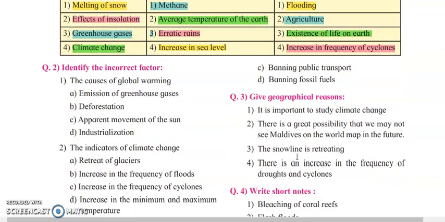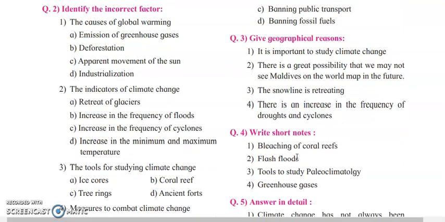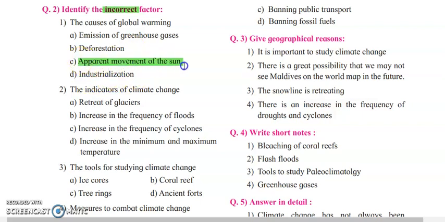This is about it. Now let us move further with the next question, that is identify the incorrect factor. The incorrect factor is the important thing which you need to recognize here. The first question is the causes of global warming. So what are the causes of global warming? Emission of greenhouse gases, deforestation, apparent movement of the sun, industrialization. Apart from apparent movement of the sun, all of them are the causes of global warming. So apparent movement of the sun will be the answer.